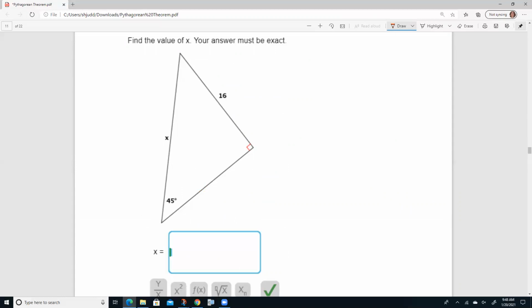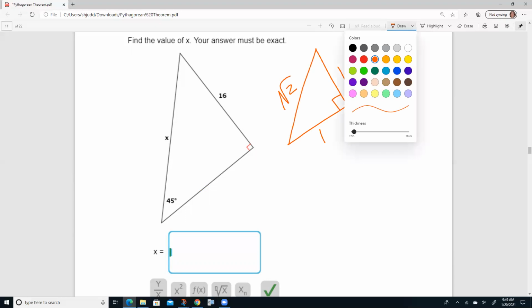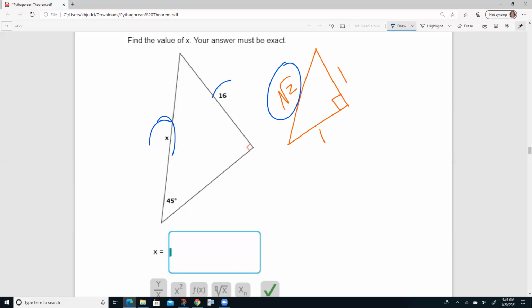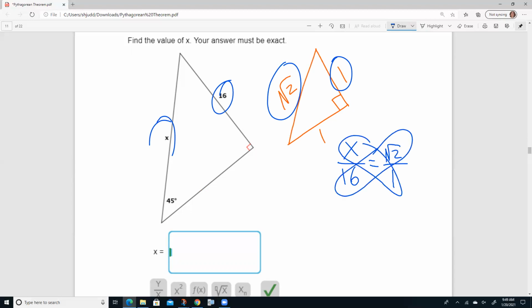This is another 45, 45, 90. I'm going to go ahead and use the ratios again. So I see that the x corresponds to the square root of 2, and 16 corresponds to 1. So x over 16 is equal to square root of 2 over 1. So we'll do our cross multiplication. And x is equal to 16 times the square root of 2.